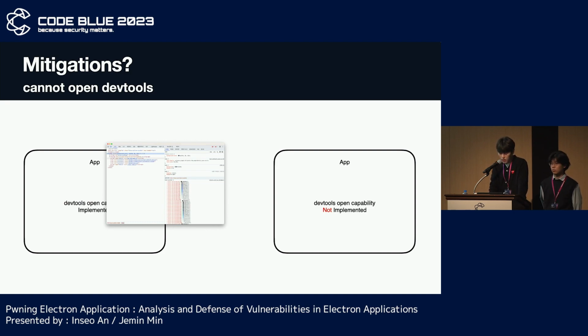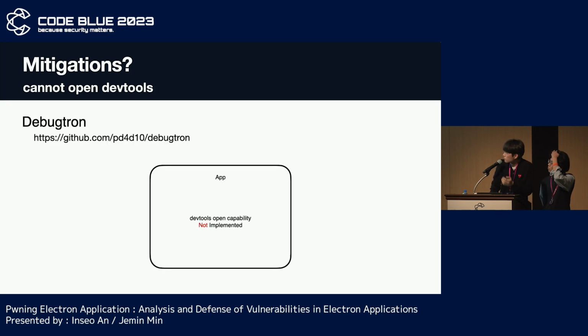I was looking at a number of ways to solve this problem, and I found a very useful tool. It's a tool called Debugatron that directly opens the app's developer tools. This allowed us to open developer tools in almost every app.